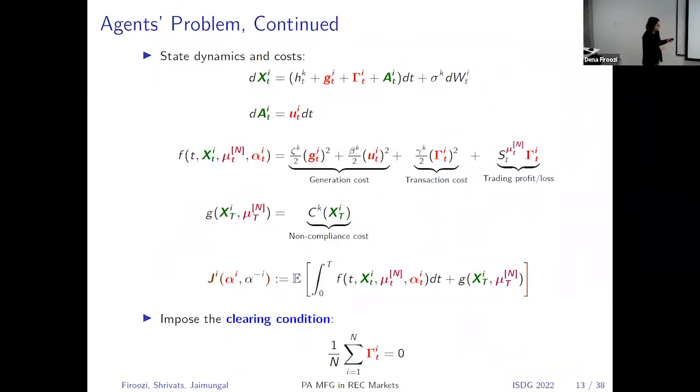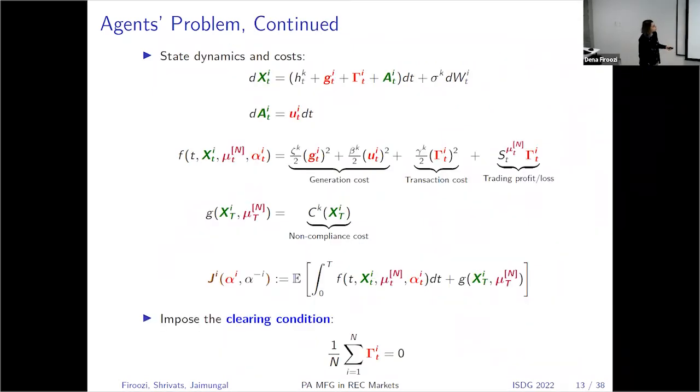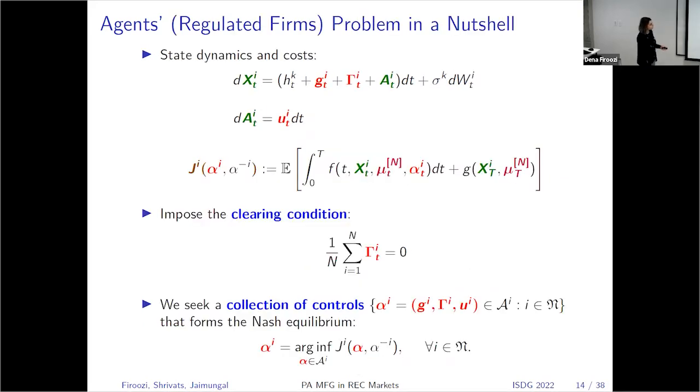Okay, so this is our problem. And now in order to characterize the equilibrium price or market clearing price, which sets the rate demand and supply equal, we impose this clearing condition. So we set the sum of the traded rates per unit time to 0. So our goal is, for the agents' problem, to find a collection of best response strategies that yield a Nash equilibrium for the system.